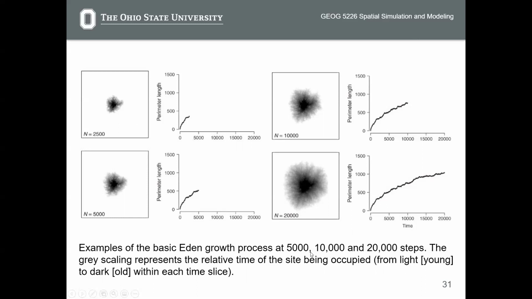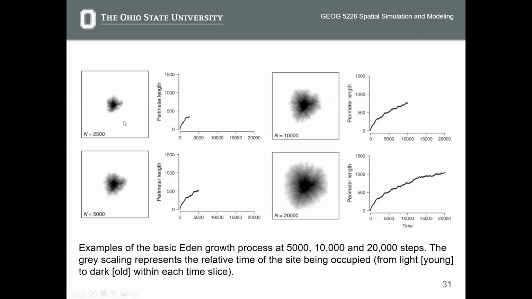Okay, actually it starts from 2,500, right? 2,500, 5,000, 10,000, and 20,000. So on the left side, we have four figures showing you the spatial pattern of the colony of the growth. On the right side, we have a plot showing you the relationship between time and perimeter length.